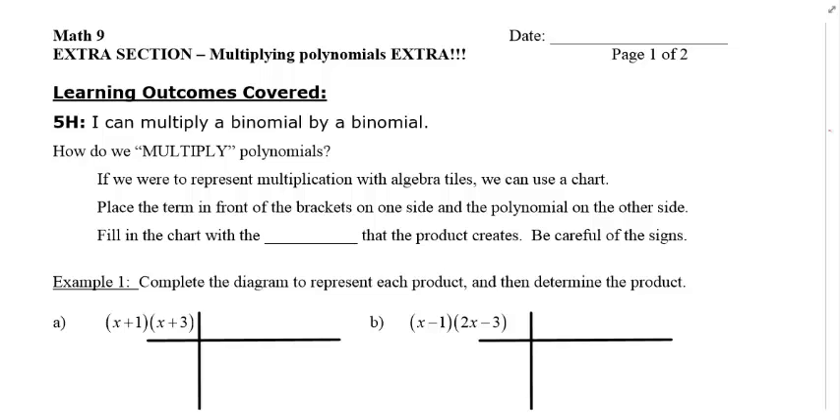Now, once again, how do we multiply? Well, we can use that chart. And remember how I said I like that chart? Well, this is why. Because the chart works for the binomial multiplied by a binomial as well. So once again, we're going to take the term and put it on one side of the chart, and then we'll take the other bracket and put it on the other side. And then we're going to fill the chart, of course, with the tiles.